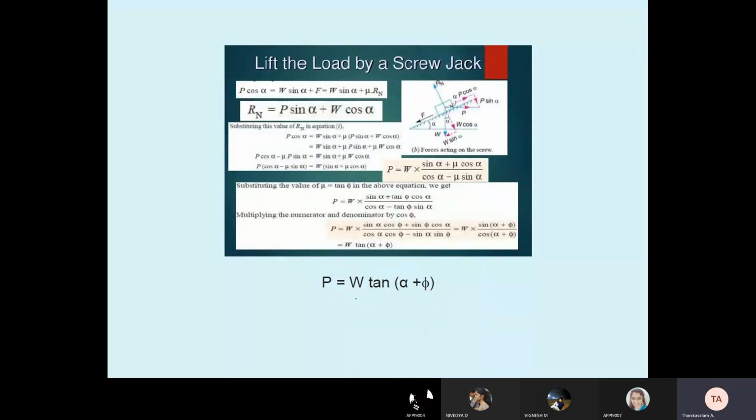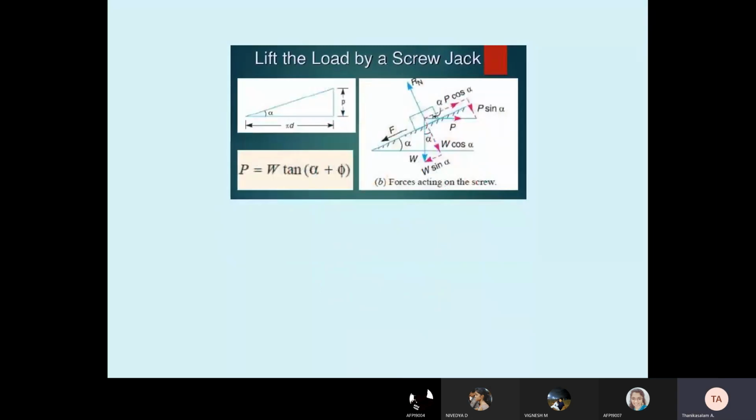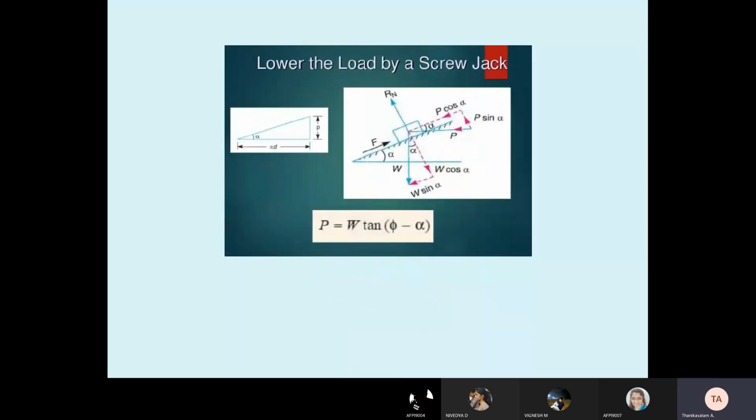The derivation is not needed now. So you can memorize the formula P equal to W tan of alpha plus phi. So how do you calculate alpha? Tan alpha equal to opposite divided by adjacent, no? So tan alpha equal to P divided by pi d. This is lowering the screw jack. For lowering the screw jack, this is the formula. Applied effort P equal to W into tan of phi minus alpha.